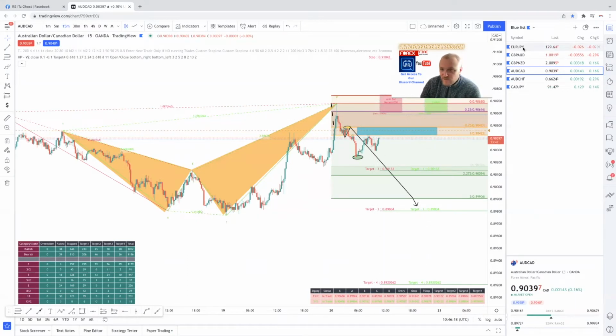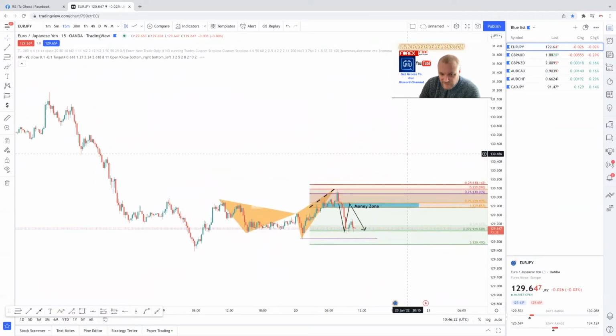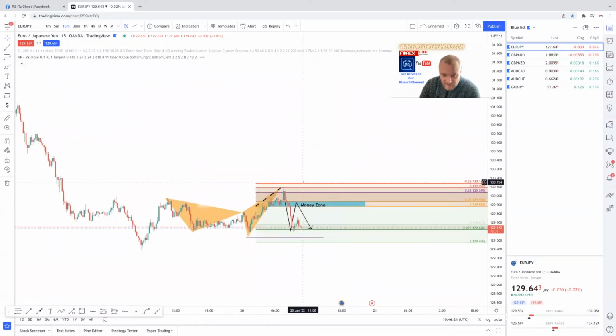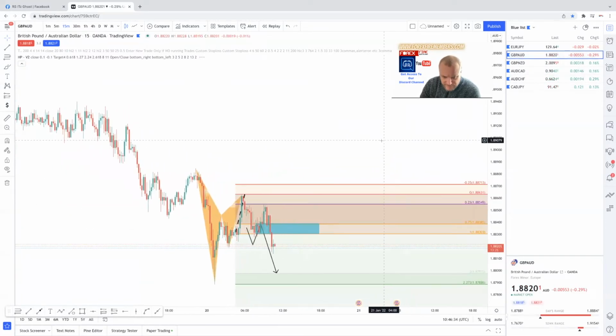Okay, but we'll do this from the Euro JPY. Still haven't gotten a retracement into the money zone from here, to be fair. We did get a wick out here and then a pull back in, but there was no body candle here until this one here. Okay, GBP odd.